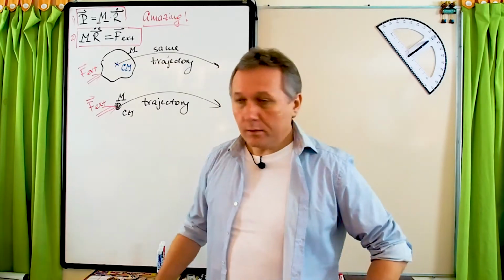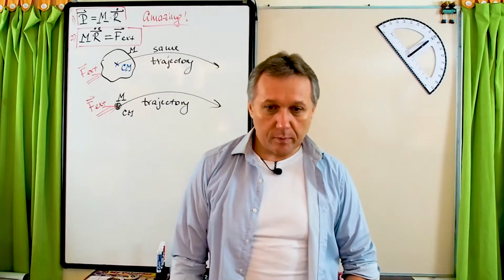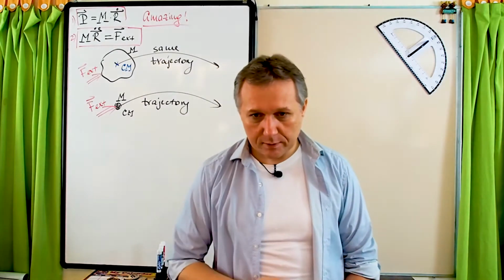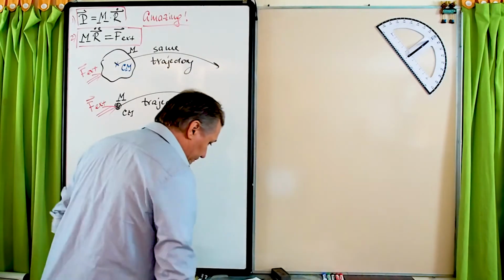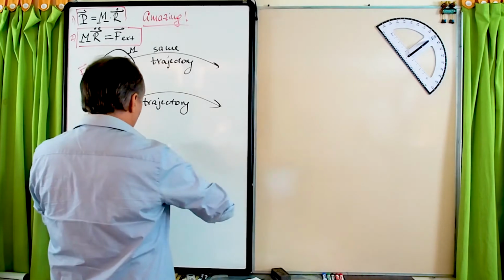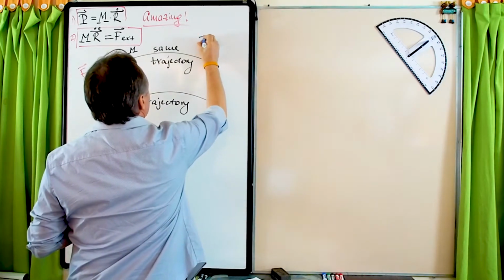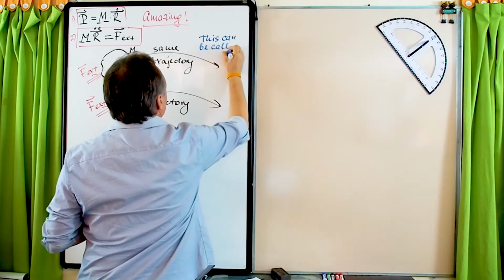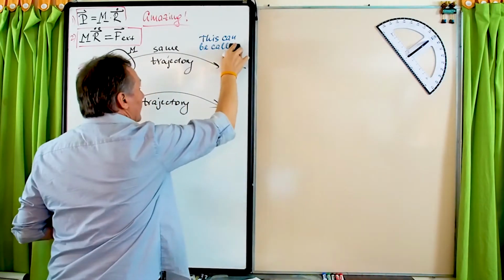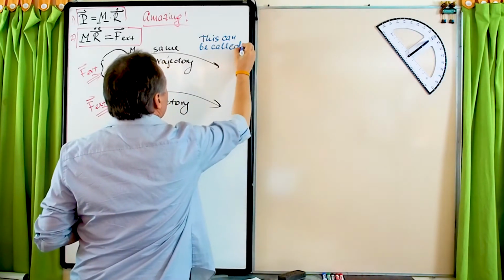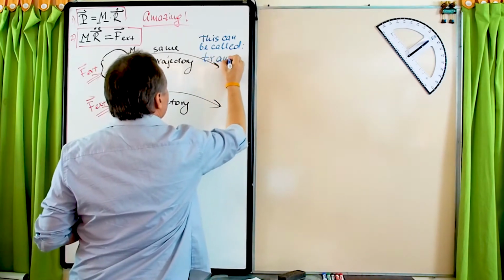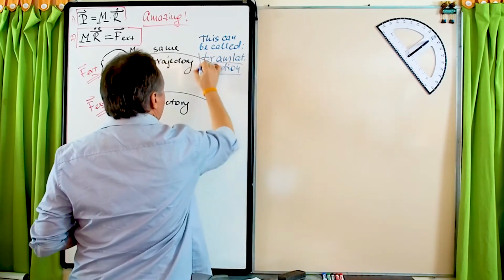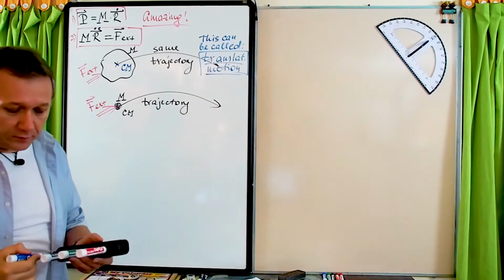So the center of mass easily allows us to find the total linear momentum of the system, and also it allows us to find the translational motion of the system. So let me write this down. This can be called translational motion. And as I said, basically now we can use that as a definition of translational motion.